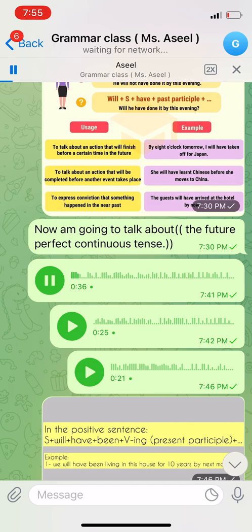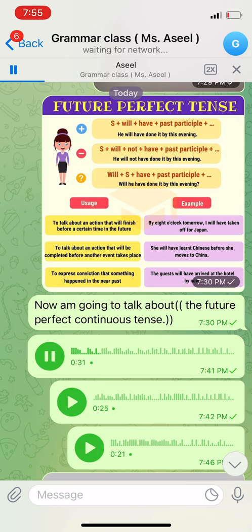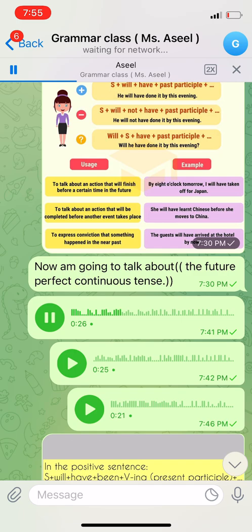The future perfect continuous tense. Today we're going to take the definition, the rules, and some examples. We are going to be looking at the future perfect continuous tense in a much more detailed manner, as well as the rules we must follow when using it. This will give you a clearer understanding of what it is used for and enable you to form sentences that are grammatically correct.